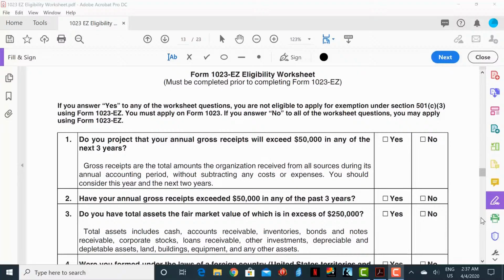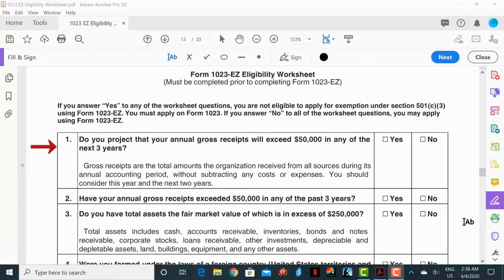We're going to look at and go over a sample 1023-EZ eligibility worksheet. This worksheet is actually 23 pages long. That's because this form comes with instructions on how to complete it. Completing this form can be overwhelming. That's why we will do it together. We will only focus on what's necessary for this example. As you will notice from the heading of this page, this sheet must be completed before you can complete the online form. And if you answer yes to any question, you cannot fill out the online form.